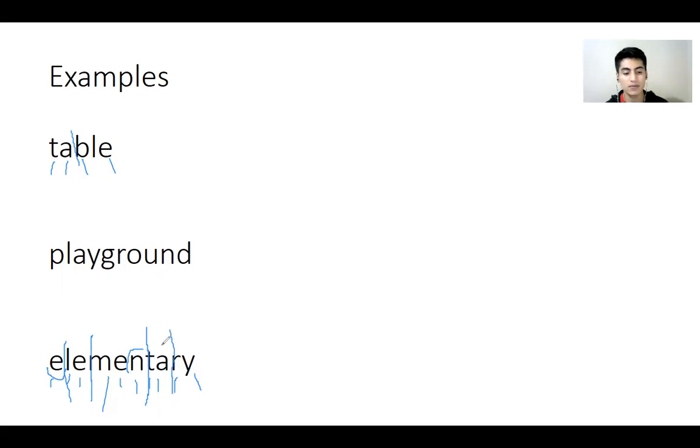Elementary. As you can see, all the syllables have their own nucleus. Some of them have an onset, and some of them also have a coda. And you can verify this by saying it. Elementary. Now all together, elementary. And it sounds good, okay? So that is how you separate the syllables and identify the parts of these syllables.